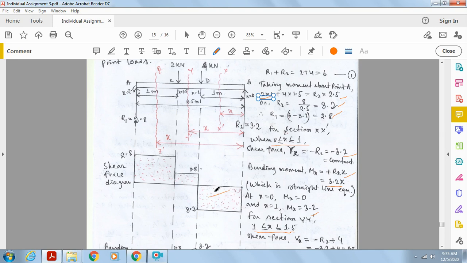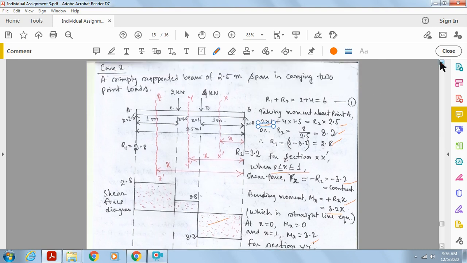When you reach the higher classes and have the subject strength of material, in that subject you will learn the whole course, the throughout study of this shear force and bending moment diagram. These two diagrams are very important. Now, how to solve in a general way.